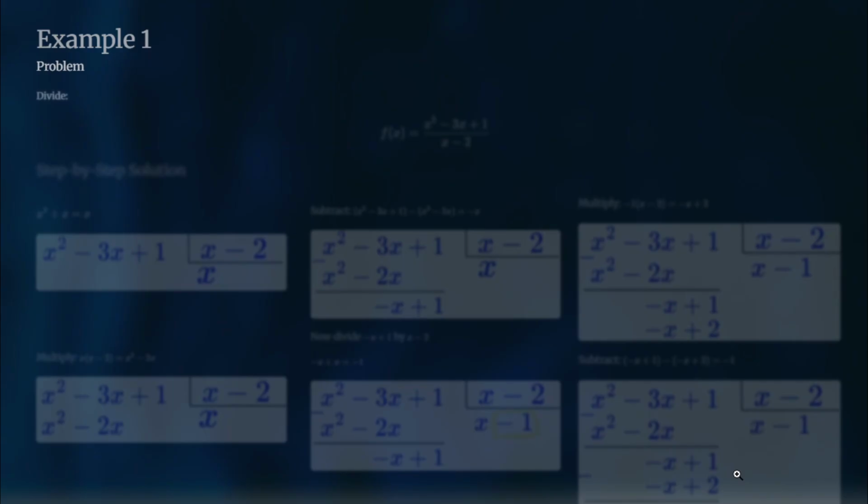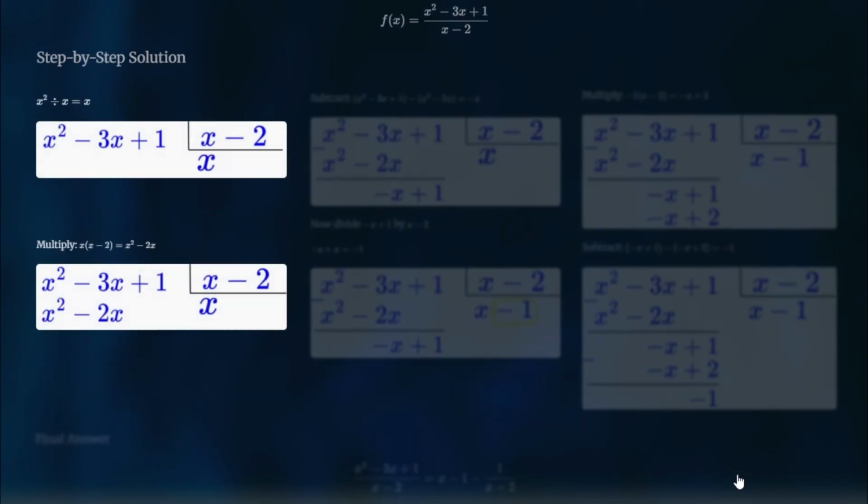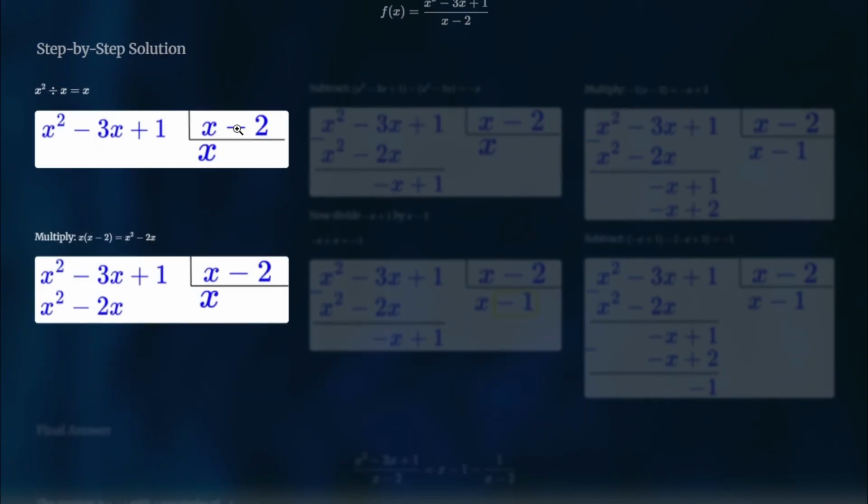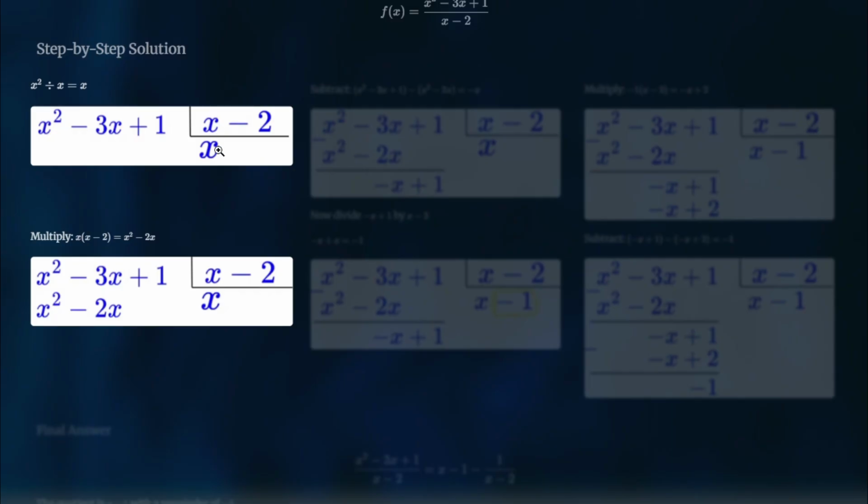So in this example, we want to divide x squared minus 3x plus 1 by x minus 2. So first, we'll divide the leading term. x squared divided by x is x. Then we'll multiply the result x by the entire divisor x minus 2. So x times x is x squared, and x times negative 2 is negative 2x.